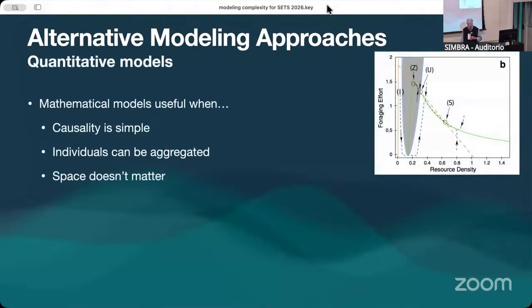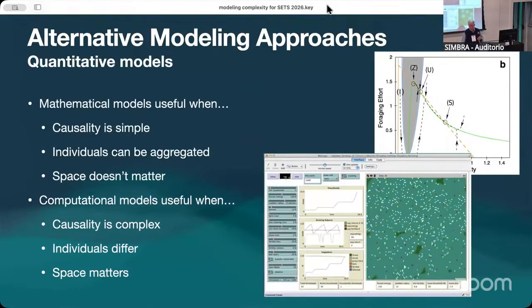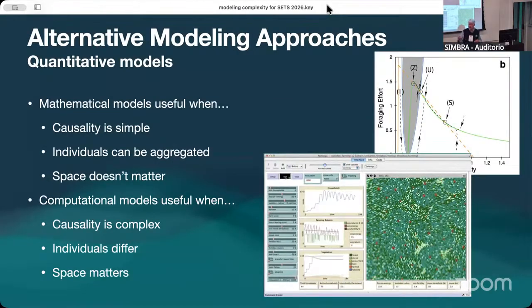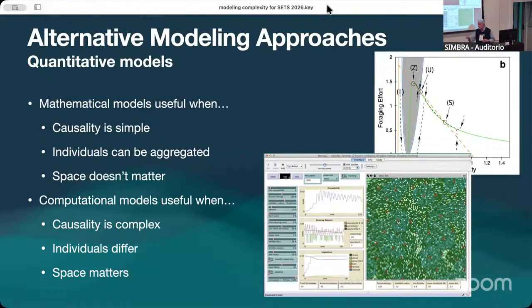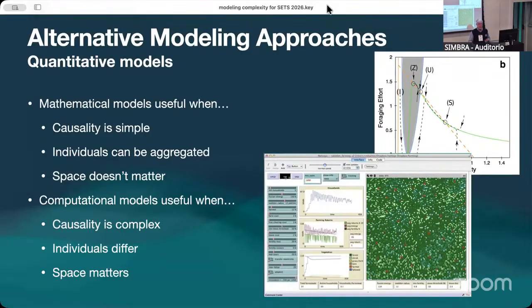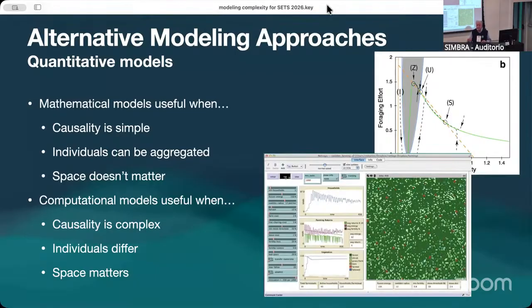Among quantitative models, mathematical models, which have been around for quite a while, are actually quite useful in certain cases where causes are fairly simple, right? Where individuals can be aggregated into an aggregate individual with, say, some error bars or something like that, where space doesn't matter. But if you have causality that is complex with many, as Daniel talked about, the idea of many different actions resulting in the emergence of system level properties, if individuals in the system differ, are heterogeneous in many ways, if space matters, then computational models are really a useful approach for this.